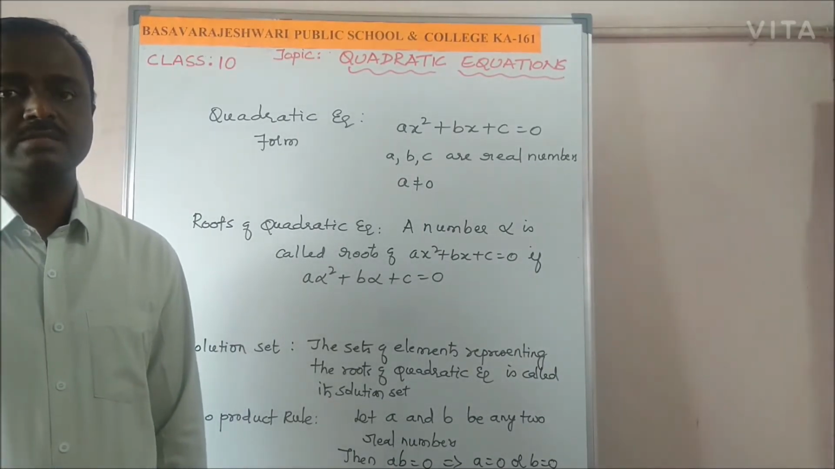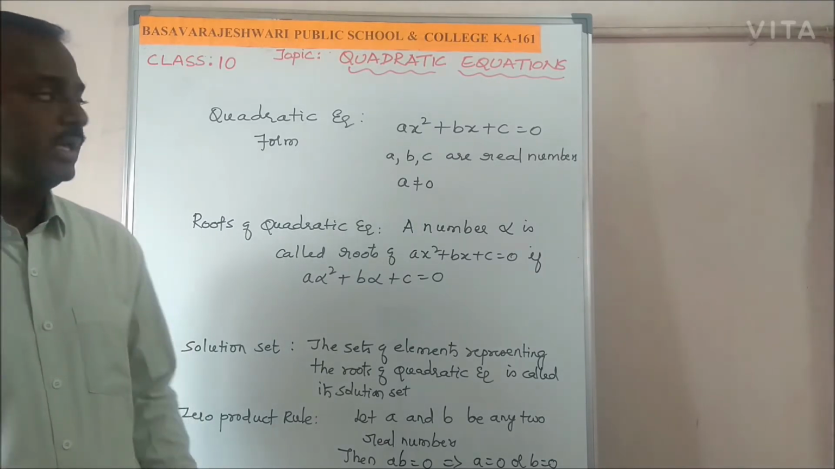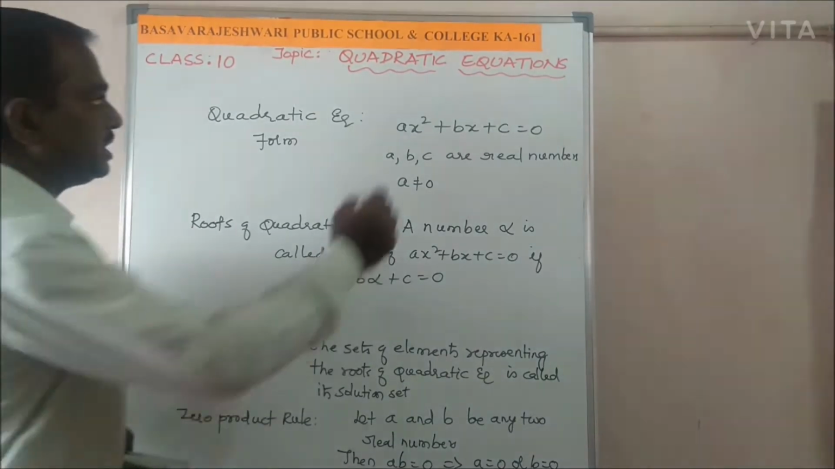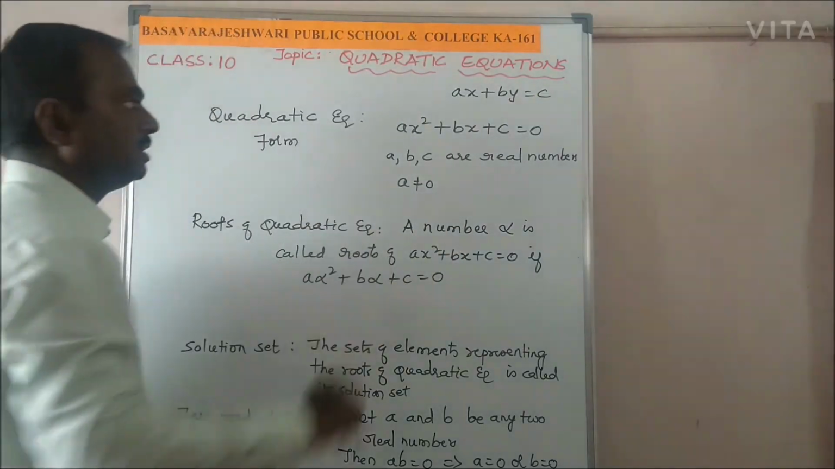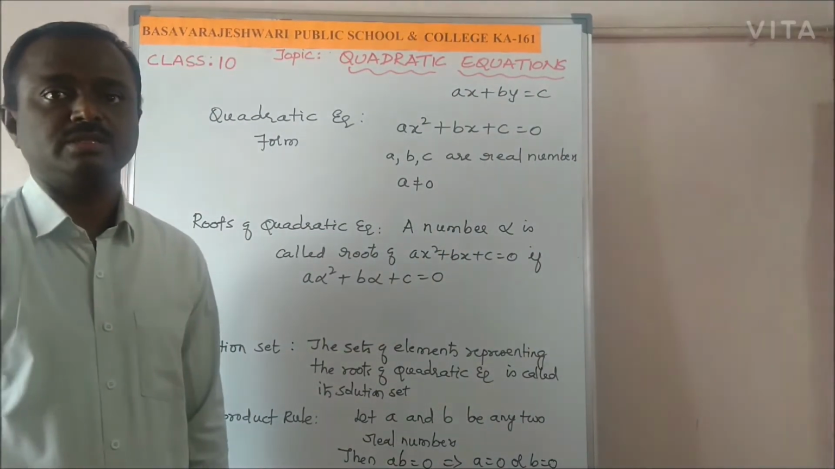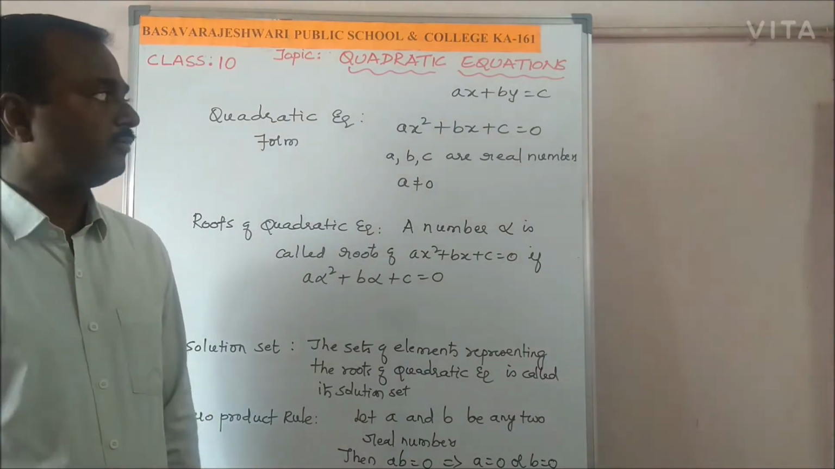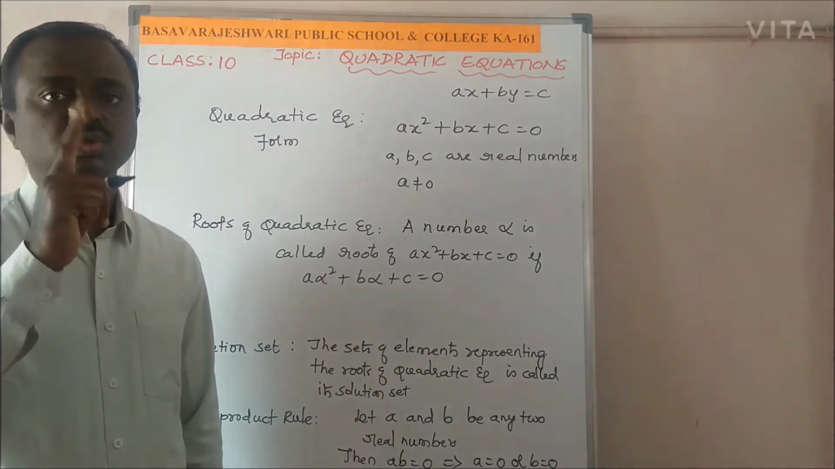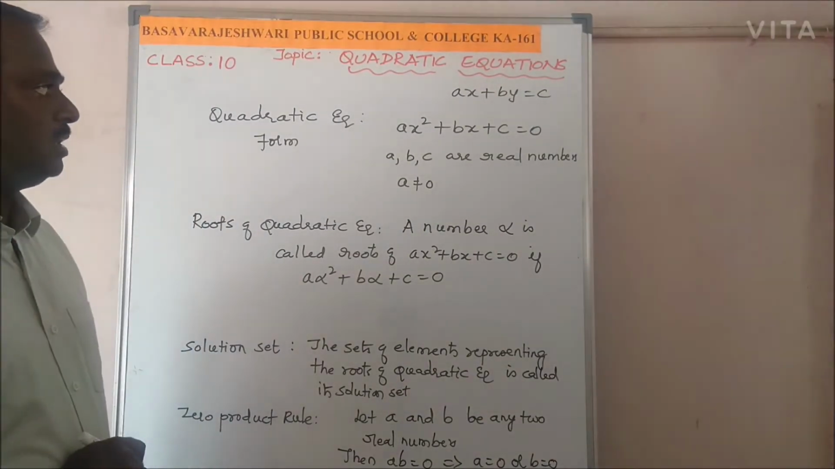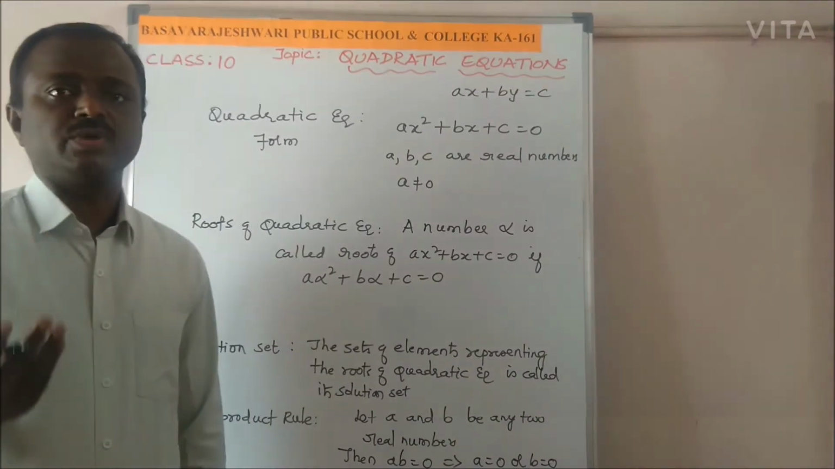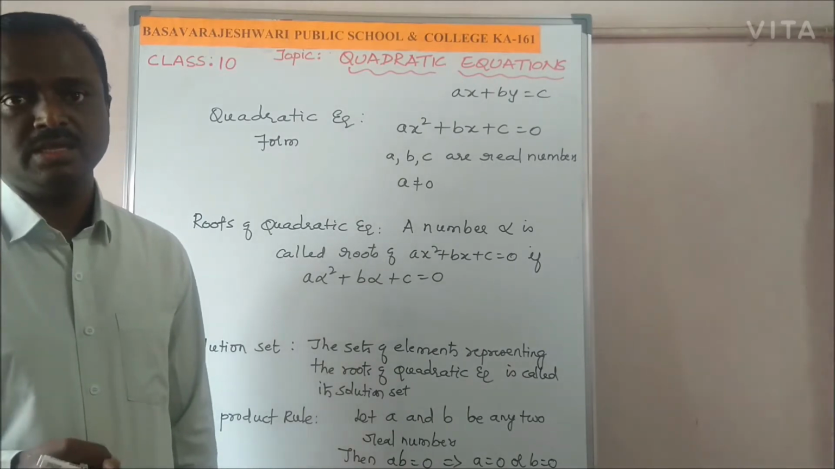In the previous classes, you learned about linear equations. ax plus by is equal to c is the standard form of a linear equation. Here, the power of the variables is always equal to 1. That type of equations are called linear equations, and we solved problems based on them.